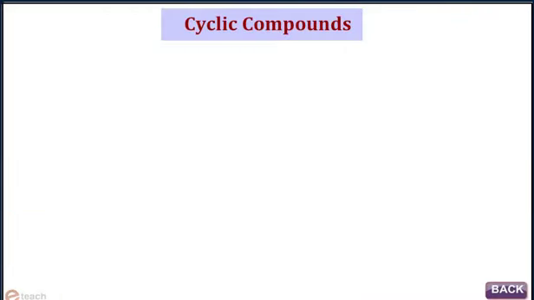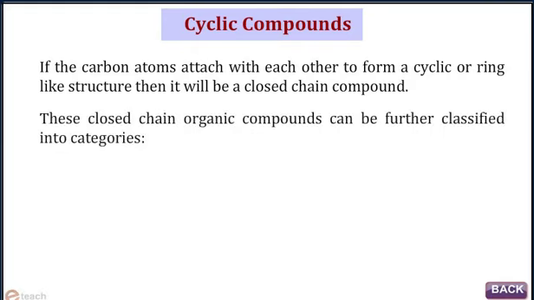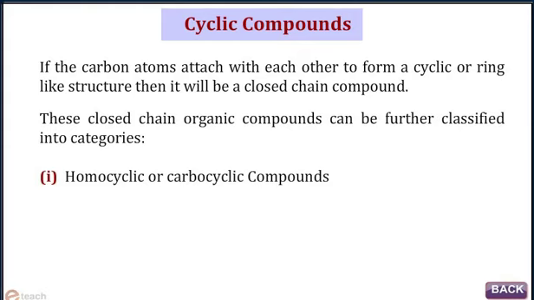Cyclic compounds. If the carbon atoms attach with each other to form a cyclic or ring-like structure, then it will be a closed chain compound. These closed chain organic compounds can be further classified into categories. The first one is homocyclic or carbocyclic compounds. The second one is heterocyclic compounds.